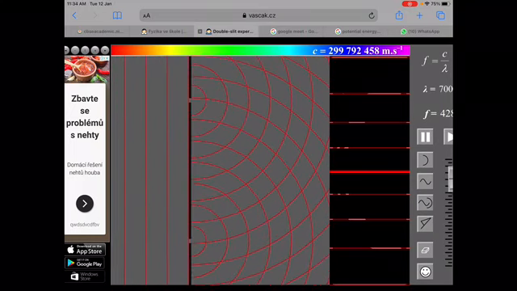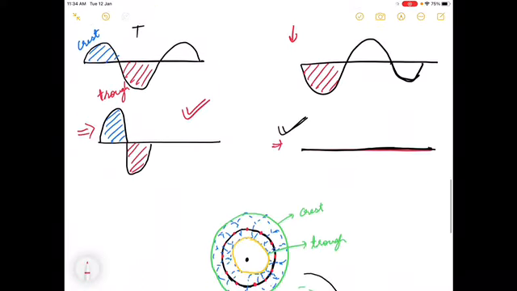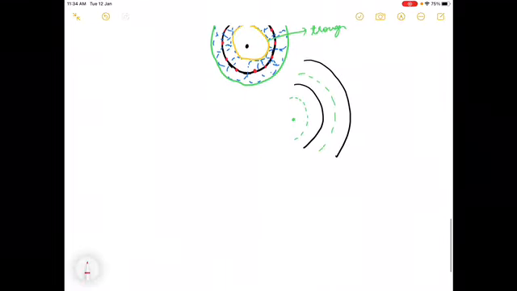Clear? Okay, now let's go back. So this is what is happening here. All right, so now I hope you can actually make it, you can actually write it, right?